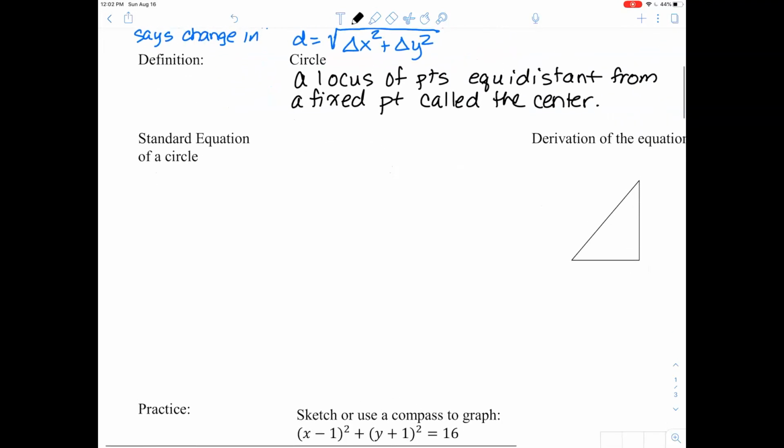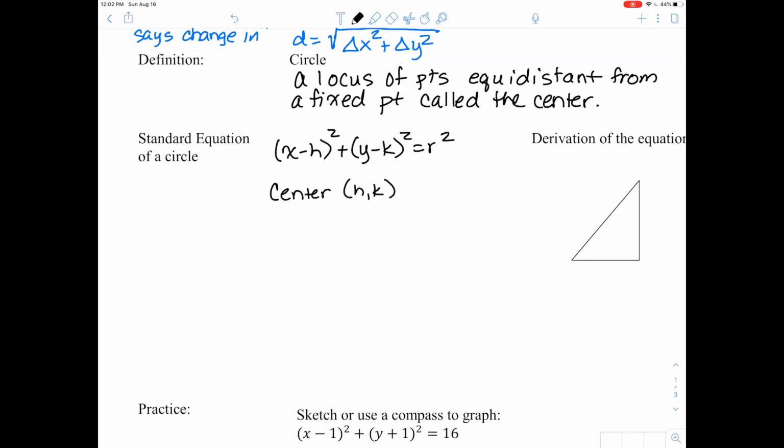Standard equation of a circle. Let's start with that. All right, so it looks like this. X minus h quantity squared plus y minus k quantity squared equals radius squared. Center is at (h, k), and r is the radius. Okay, so here's the important thing. In order to write the equation of a circle, you need those 2 things. You need the center and you need the radius. So did you get that? In order to write the equation of a circle, you need a center and a radius.